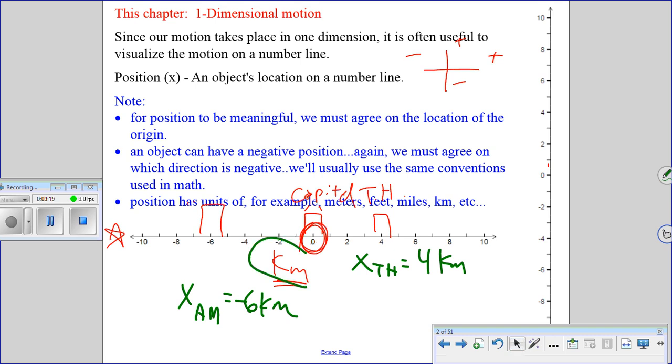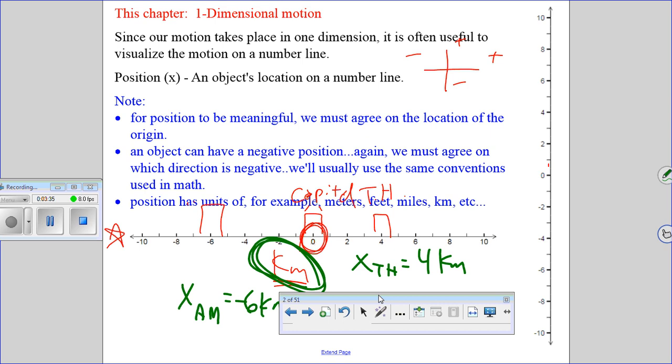I said, all right, we're in Canada, so we're going to deal with kilometers. But the big thing to notice there is that because we're talking about position, those units are going to be units of distance, okay? Now, over here on the side, I drew another number line, right?